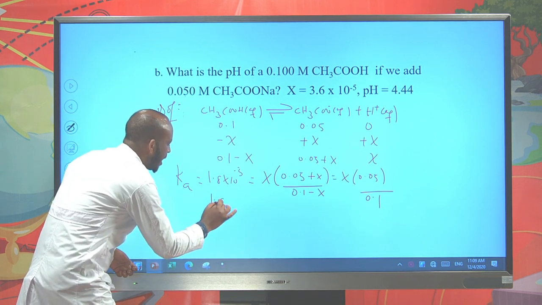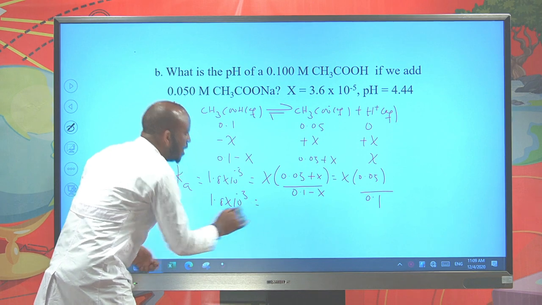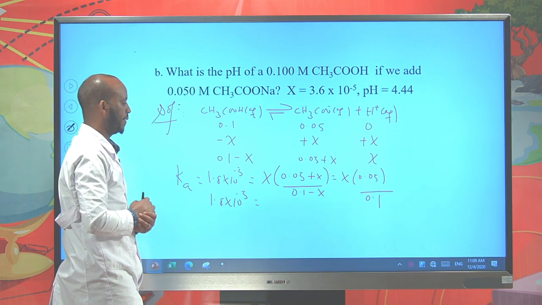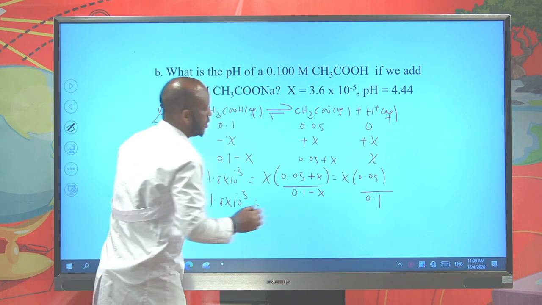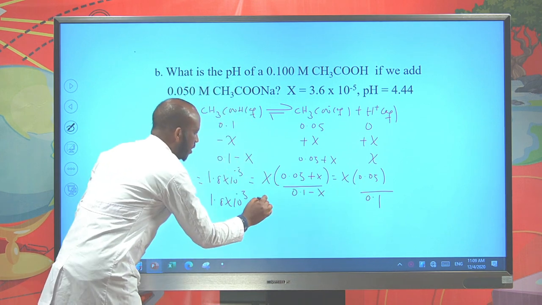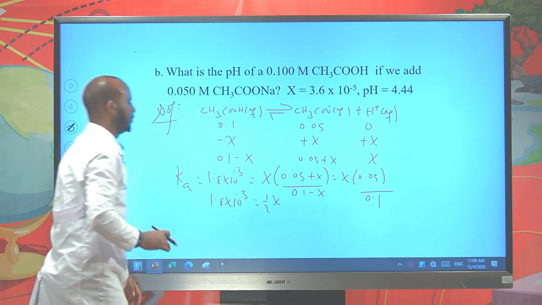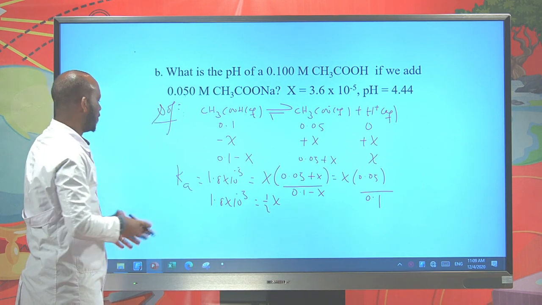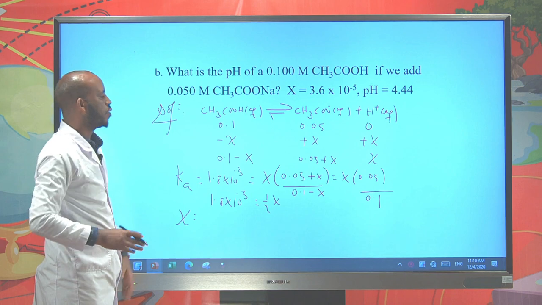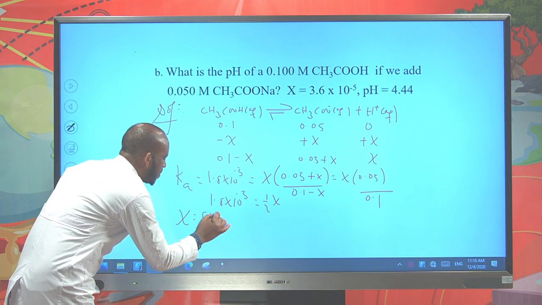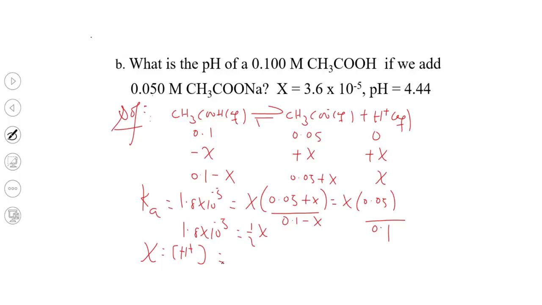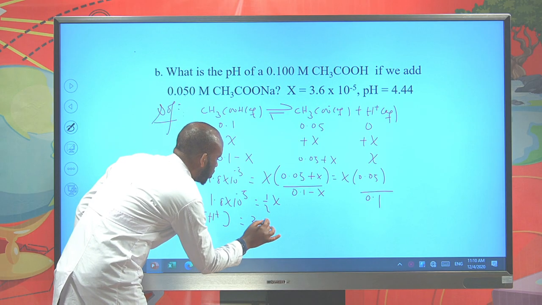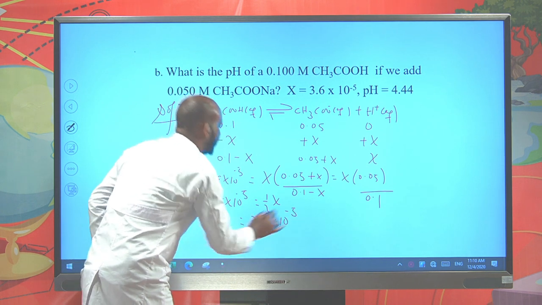Now, 1.8 times 10 raised to minus 5 equals X times 0.05 divided by 0.1. 0.05 divided by 0.1 is 5 divided by 10, which is one half. From this, X, the equilibrium concentration of H+, equals 2 times 1.8 times 10 raised to minus 5, so H+ is 3.6 times 10 raised to minus 5.